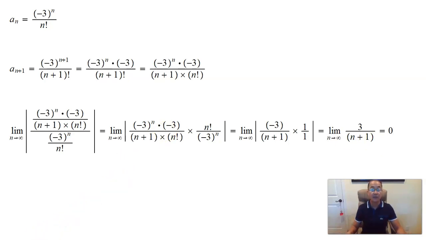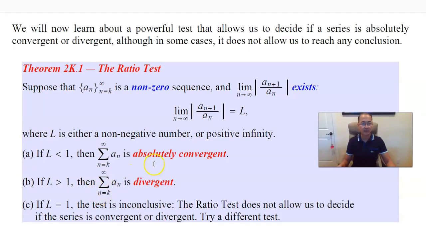Let's go back and see what the ratio test says about this limit of 0. All right, the limit that we got is 0. We are in part A. 0 is smaller than 1. So our original series is absolutely convergent. Yay, let's write down our conclusion.